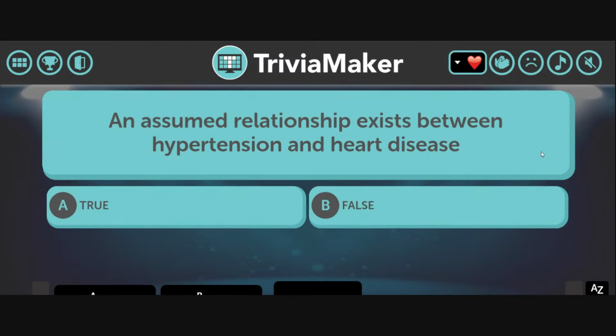All right, so starting off, true or false? An assumed relationship exists between hypertension and heart disease. What do you guys think? Is this going to be true or false? Let's have a great start to this warm-up game. Get those answers in the chat. I'll give you guys a few seconds.